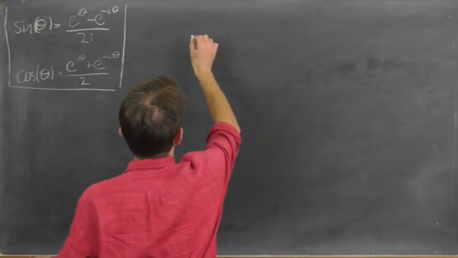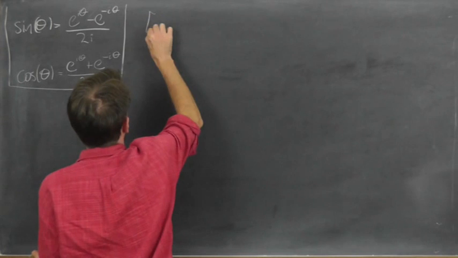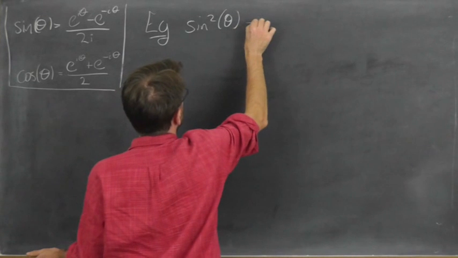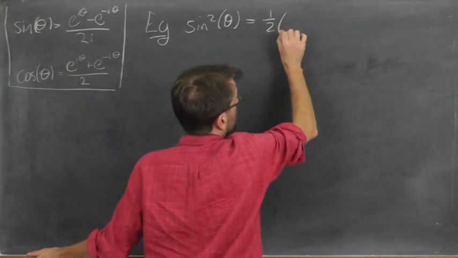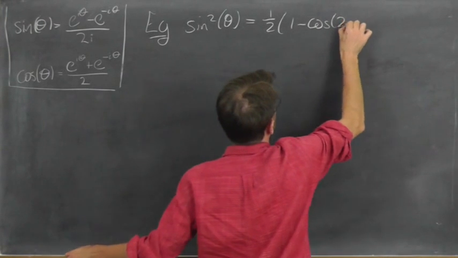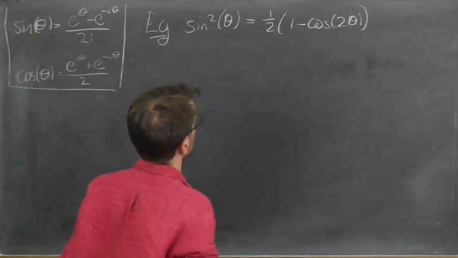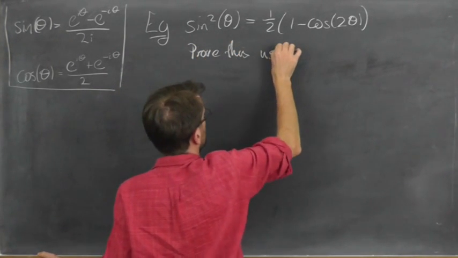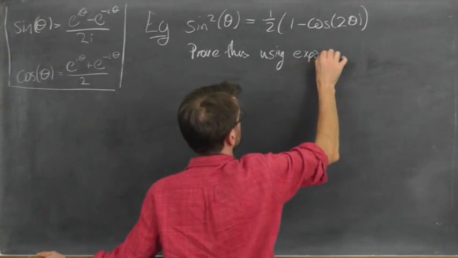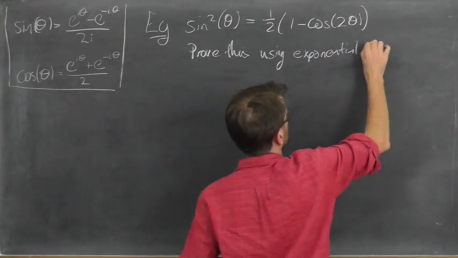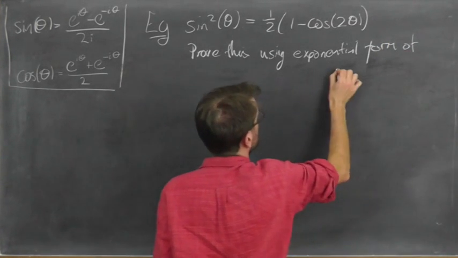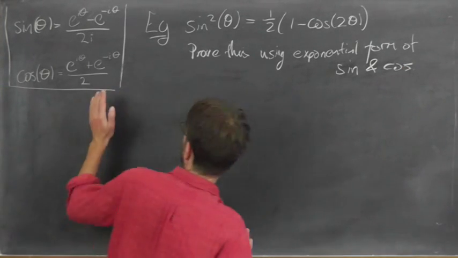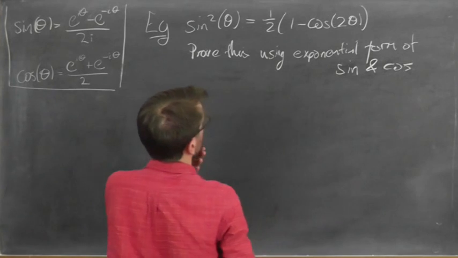So what I'd like to do is start with some examples. So we've got sine squared theta is equal to a half of 1 minus cos 2 theta. Okay, so what you've got to do is prove this using exponential form of sine and cos. The exponential form of sine and cos is precisely these two relations here. Okay, so how do we do that?